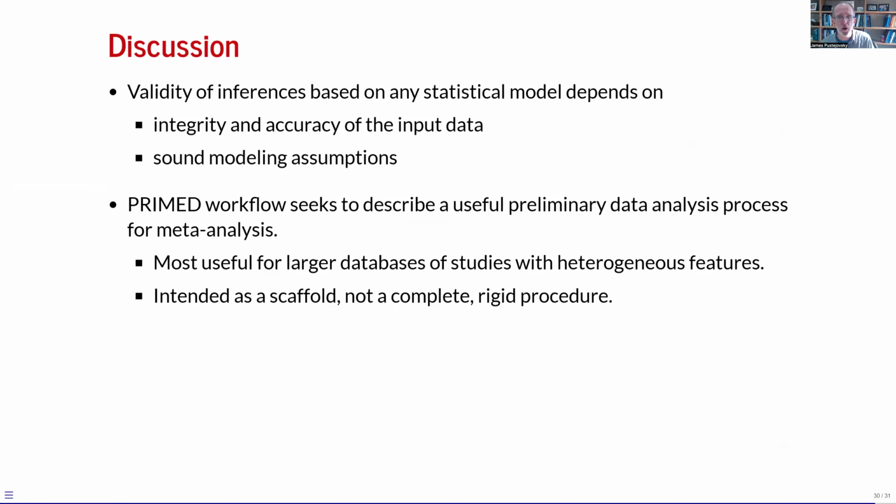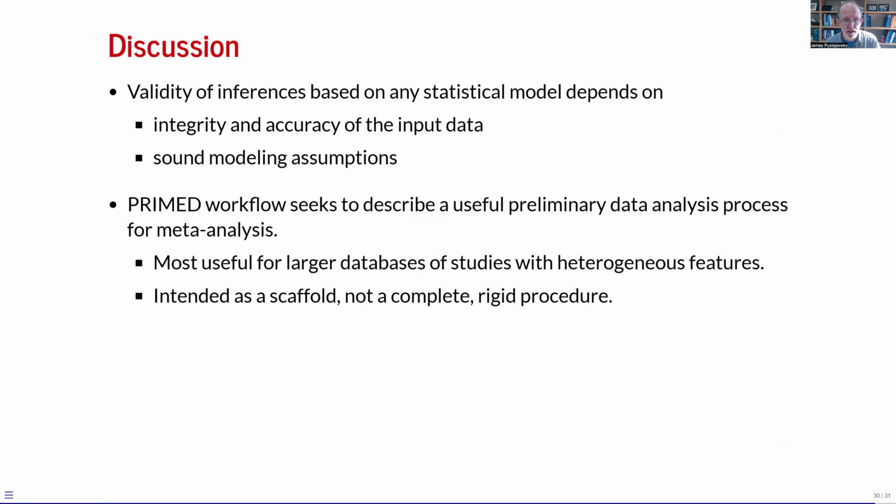We expect it's probably going to be most useful for bigger projects, like larger databases of studies that tend to have more heterogeneous features and where dependency is a central feature of the data. This is probably overkill if you're doing a very focused meta-analysis with just a handful of studies in it. But meta-analyses tend to be large. They tend to have dozens of studies in them, oftentimes scores of effect size estimates. And that sort of thing is very common in education and in many other disciplines too.